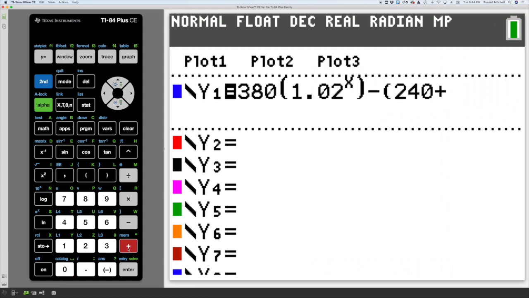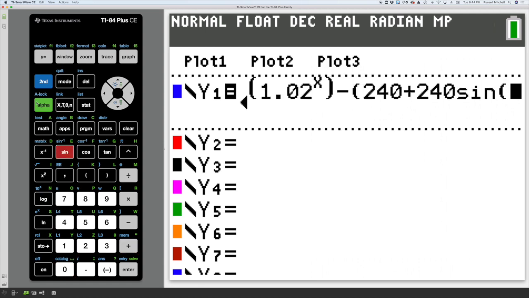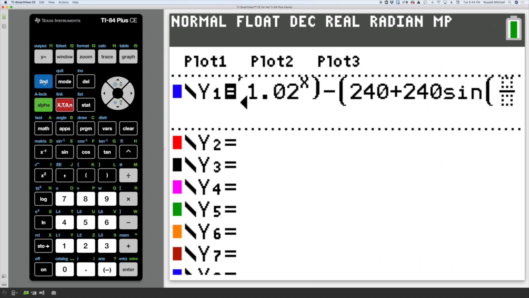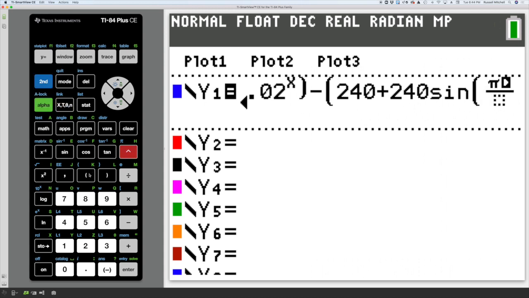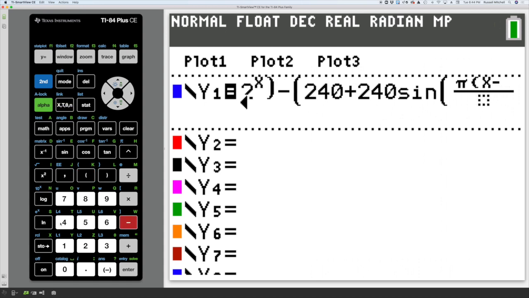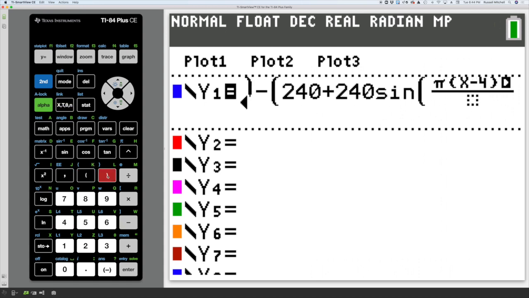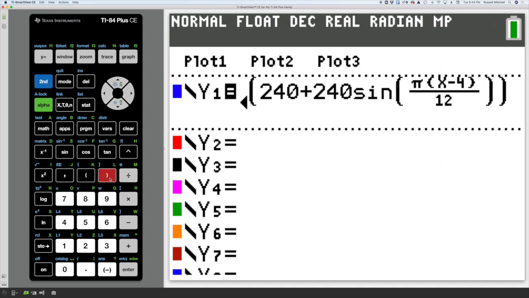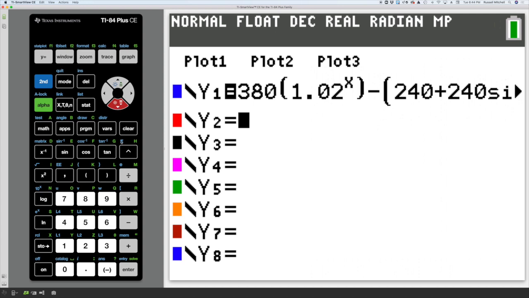and then plus 240 sine, and then the fraction bar, pi, parenthesis, x minus 4 instead of t minus 4, all over 12. We need to close the parenthesis for sine and then close the parenthesis for the g of t function. And then I want to come down here to y2 and type in 0.